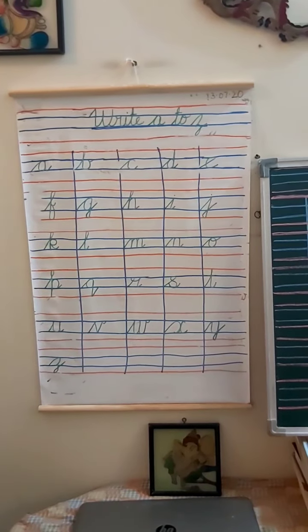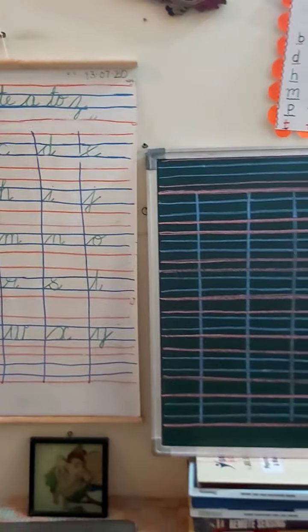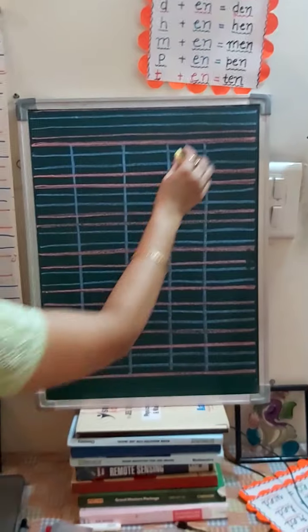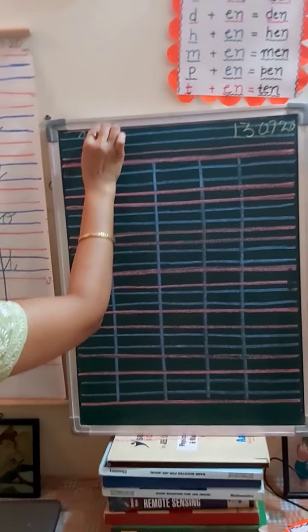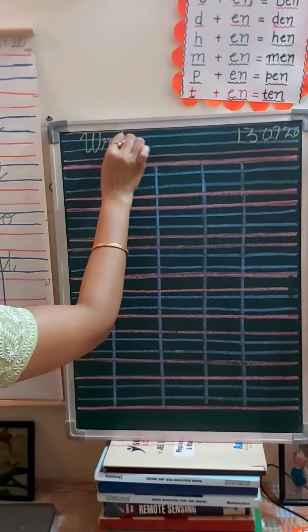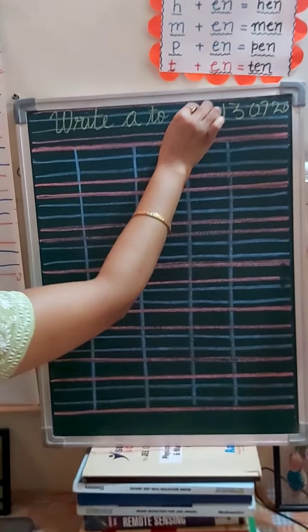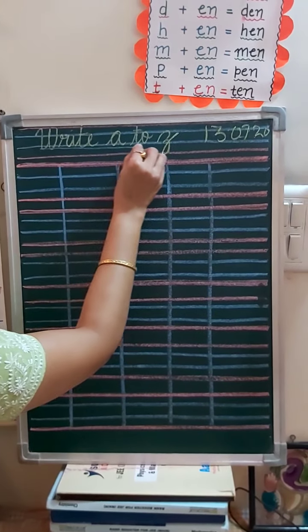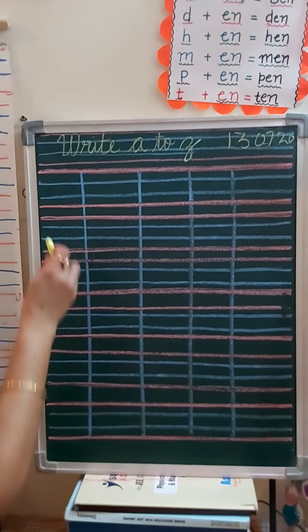Now let us once again revise, have a quick revision of A to Z on the blackboard. See, again I'll tell you, first of all you will mention the date 13, 7 and 20 and on the 4 lines you are going to write A to Z. Always write in 4 lines and you are going to underline it with blue color, only one single line. So again let us do once practice. First letter A.